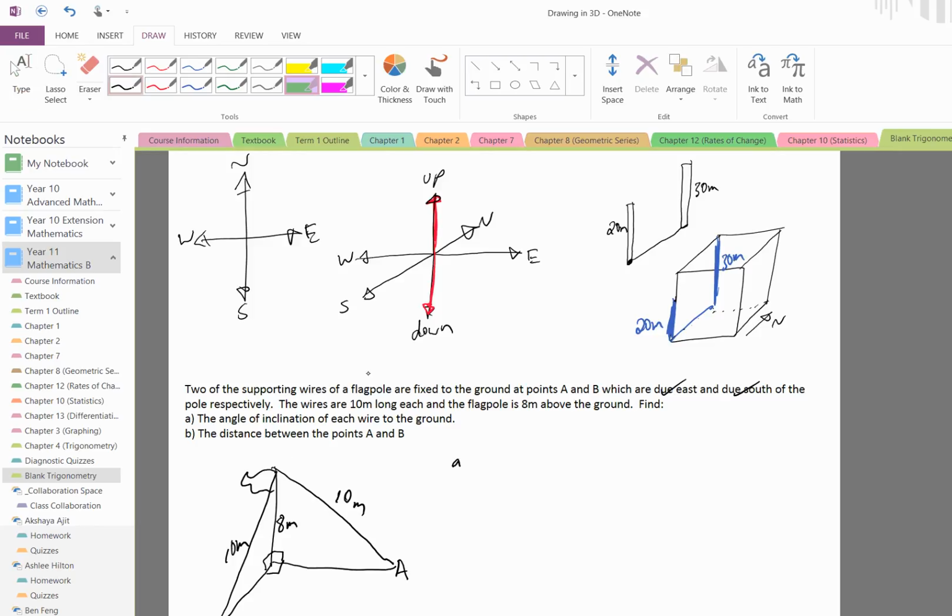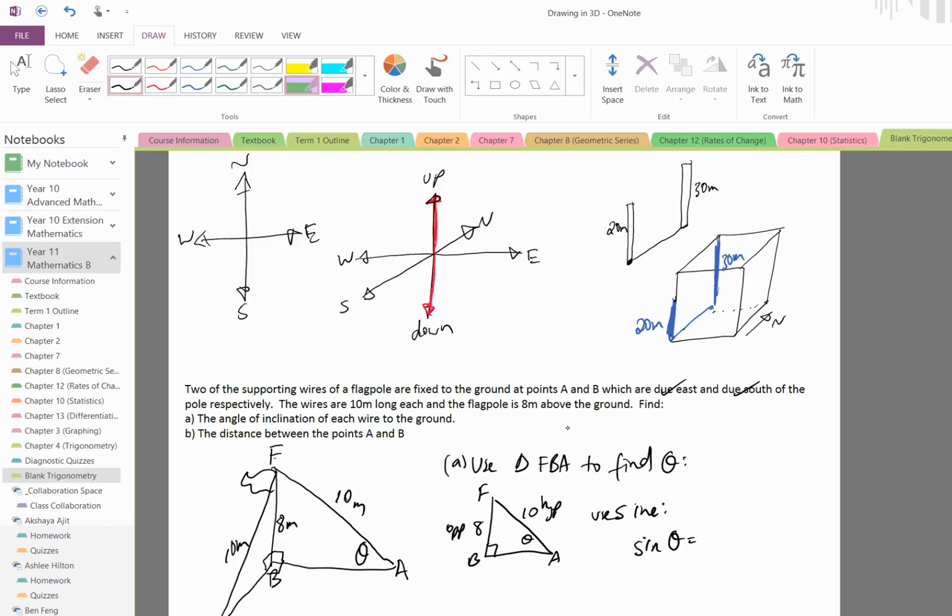Okay, so part A asks for the angle of inclination of each wire to the ground. So I might call the top of this F and the bottom of it B for the base. So I can use triangle FBA to find that angle of inclination, that theta there. Redraw that right angle triangle outside of that big 3D one, and just label the things that you know and that you're trying to find. That's the opposite, that's the hypotenuse, using sine.